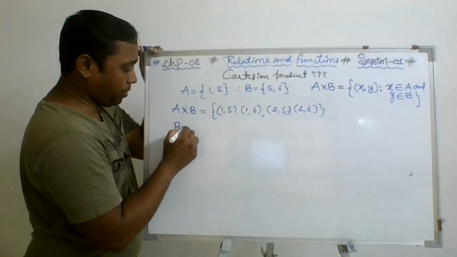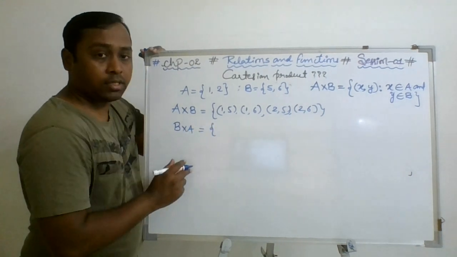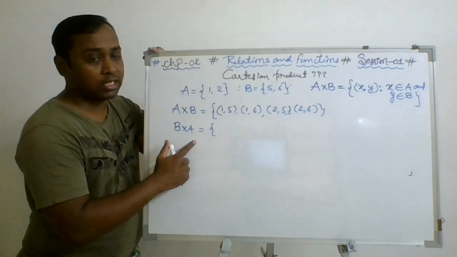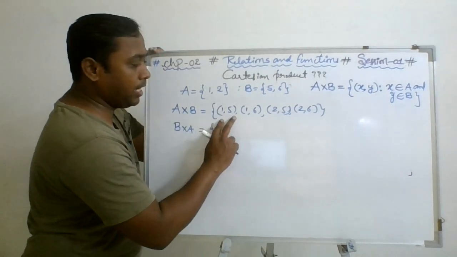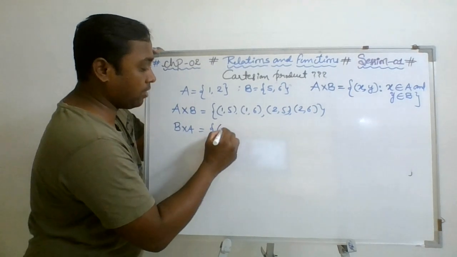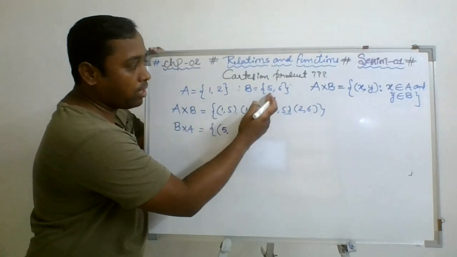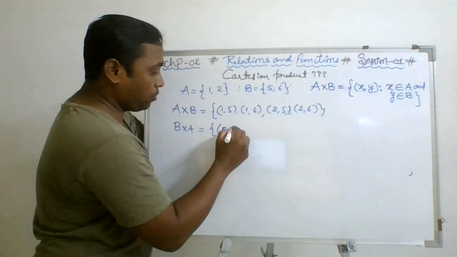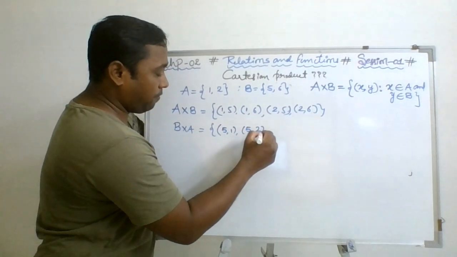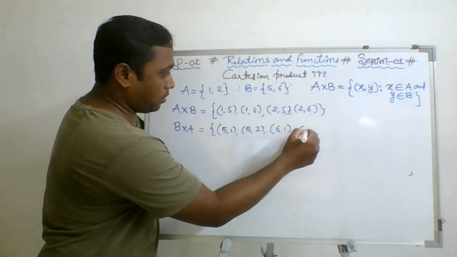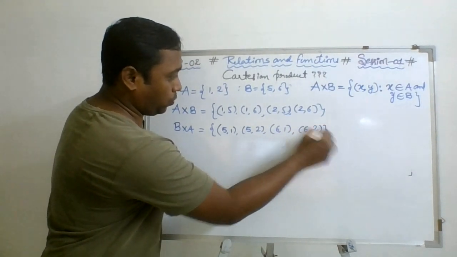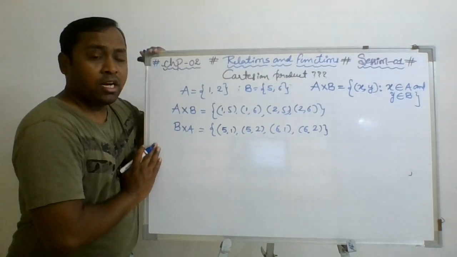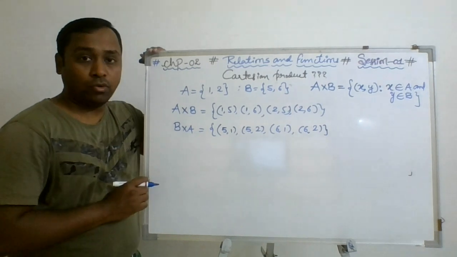Now I am writing B cross A. B cross A means first element is from set B, second element is from set A. So hence I need to just reverse these ordered pairs. Means 5, 1, 5, 2, 6, 1, 6, 2. After writing this, we can conclude a few things that I am going to list out here.